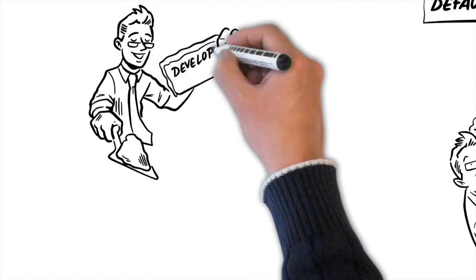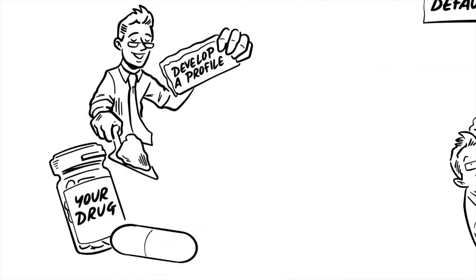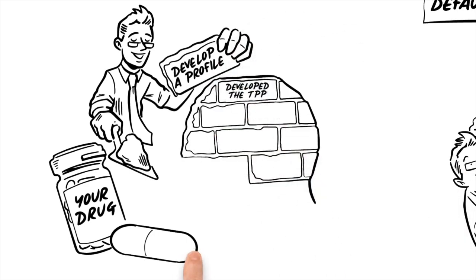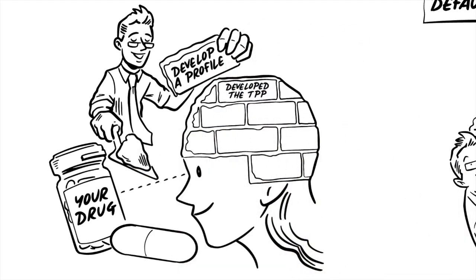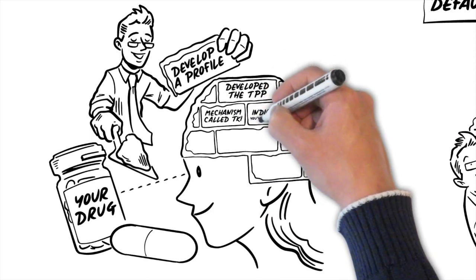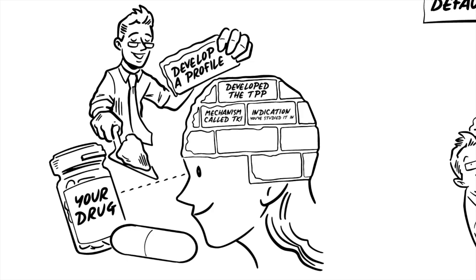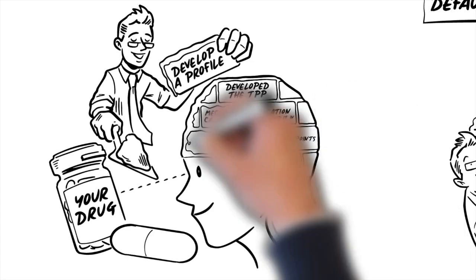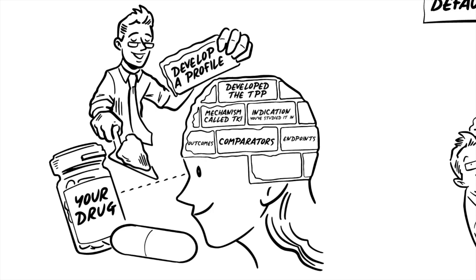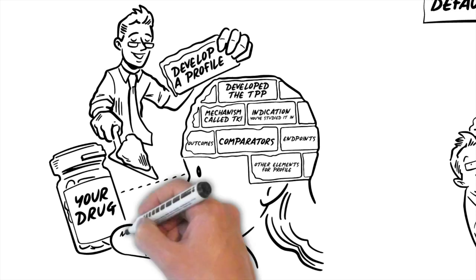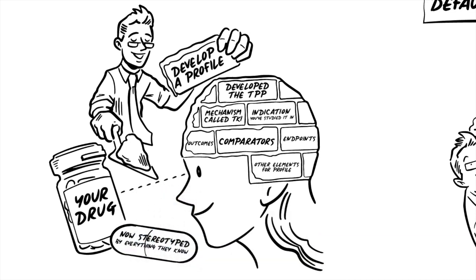If you develop a profile for your drug, you develop the TPP, and then you show it to someone, guess what happens? You've told them what the drug is. You've probably given them a mechanism, so you've called it TKI, and you've given them an indication that you've studied it in, or are planning to study it in. And then you've given them a set of endpoints and outcomes and comparators and all those other things that you're planning to put into your profile. And then you show it to them. Well, guess what happens? You've just literally stereotyped your drug by everything that they currently understand about that class, that indication, those comparators, those endpoints.